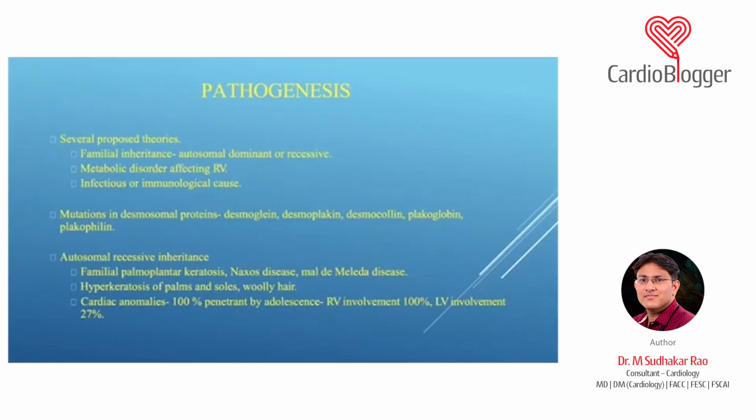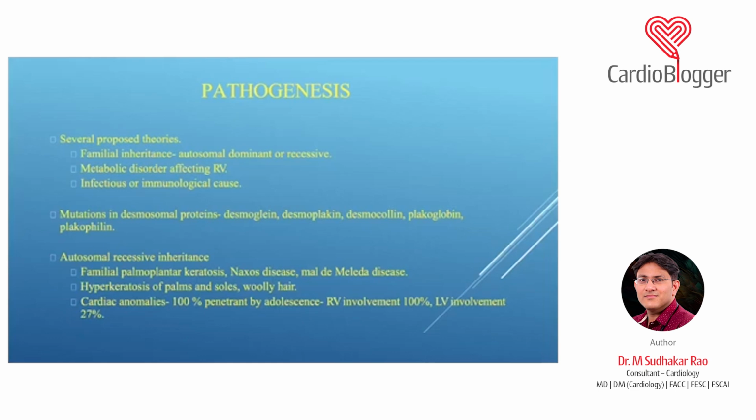As I told you, it is usually a familial disease, mostly autosomal dominant, and can be recessive, and there are mutations in the desmosomal proteins like desmoglein, desmoplakin, desmocollin, or plakoglobin and plakophilin. You may get it in your multiple choice, the types of mutation, but it is usually a familial disease with autosomal dominant or recessive inheritance. Very rarely it can be due to metabolic or infectious causes, which you should not think of.